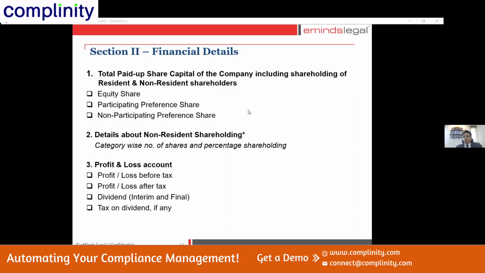Then details about non-resident shareholding. Here we have to give that portion of the shareholding which is held by the non-residents category wise, like non-resident individuals, body corporates, other associations, etc.